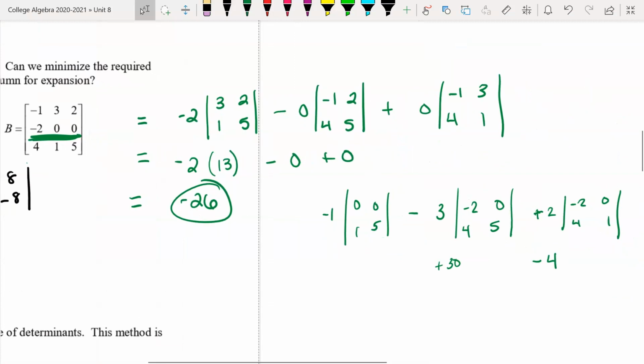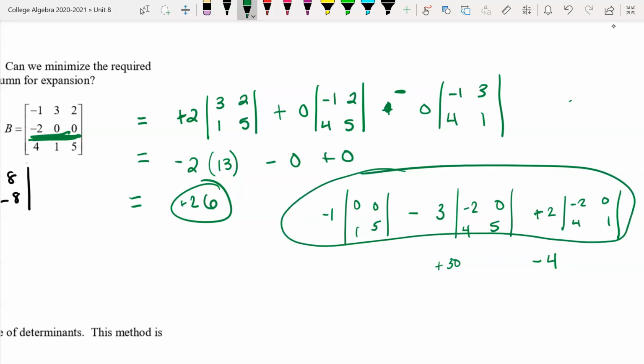So one thing I forgot to mention while I was doing this is, since we use the second row, it changes all the signs. So you get a positive 26. If you guys just want to stick to just using the top row every single time, here's that work. It's 30 minus 24 and you still get 26.